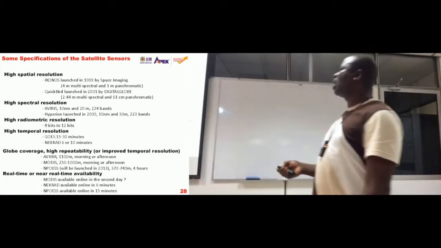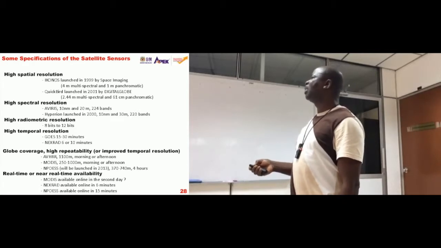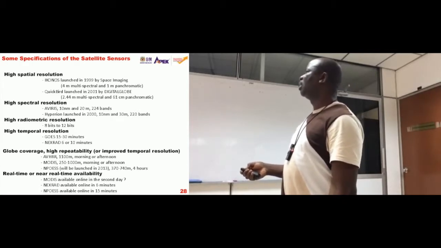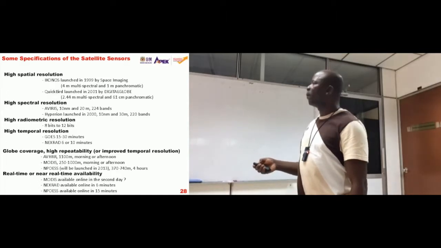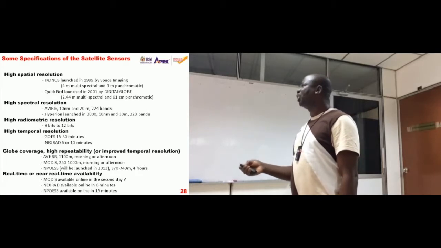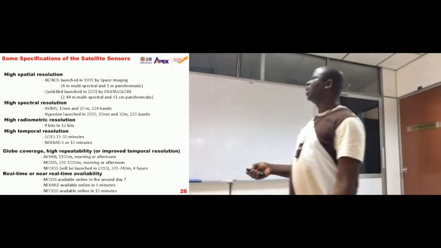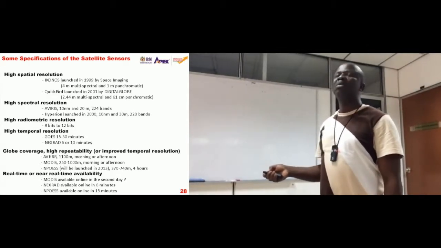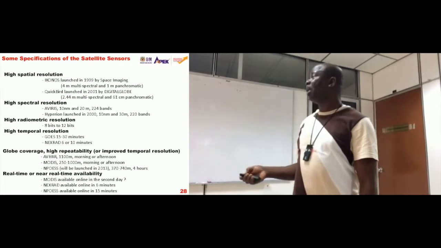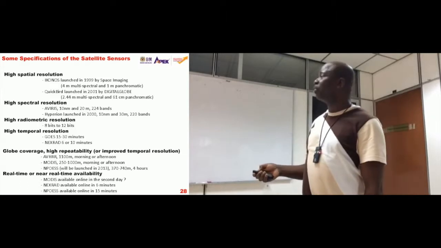When you talk of high spectral resolution, then they have AVIRIS and Hyperion, which was launched in 2000. These are the two satellite data that will give us very high spectral resolution. This one will give very high spatial resolution. And for high radiometric resolution, 8 bits. So when you are trying to download the data, these are the parameters you need to look for, to be able to get the one that is suited to your need.